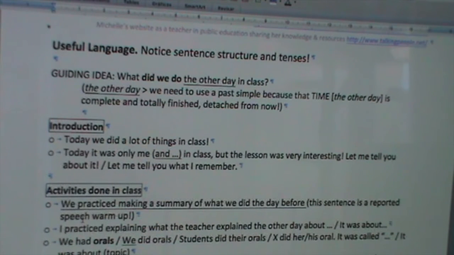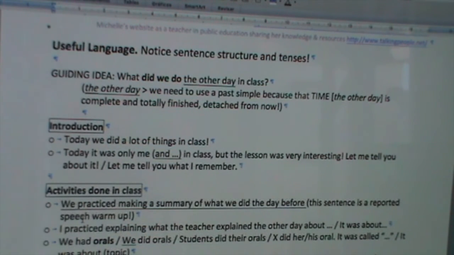Okay, so sentences for the introduction. For example, today we did a lot of things in class. Or of course, in the introduction you can have greetings first, right? You can have dear classmates, right? Sorry, I forgot about that. Dear classmates. Dear all, okay? Dear all. Today we did a lot of things in class.